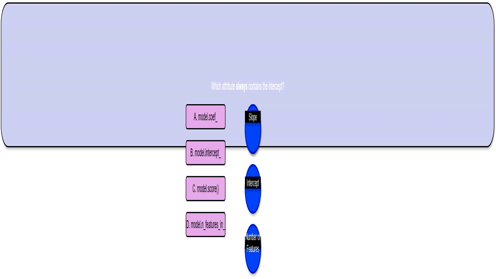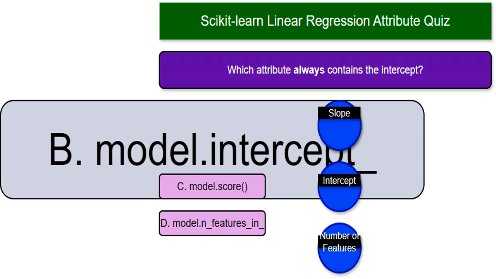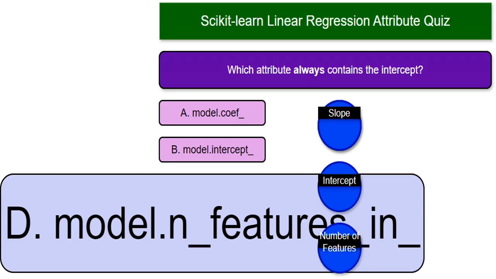I'm looking for the scikit-learn LinearRegression model attribute that always gives me the y-intercept. That's the point where the line crosses the y-axis. Think of it as the starting point of your line. This is it. model.intercept_ is the attribute that directly provides the y-intercept. It's a single number, the point where the regression line crosses the vertical y-axis.